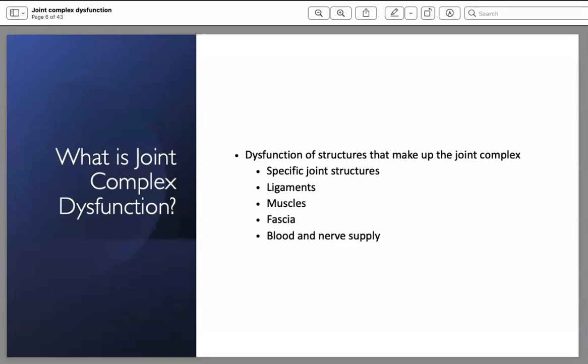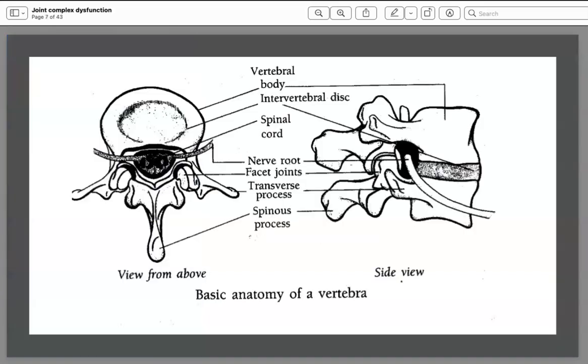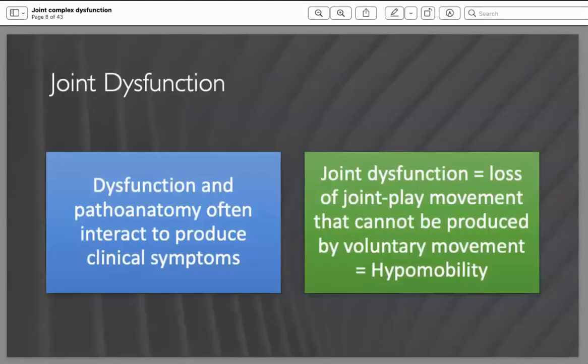This particular dysfunction within that joint complex, we're talking about alterations in function of the structures that make up that particular motion segment. Joint structures, ligaments, muscles, fascia, blood, and nerve supply, because we know that all of those elements are involved from just a basic anatomical standpoint. Dysfunction and changes pathologically within that anatomy often interact to produce different types of symptoms.